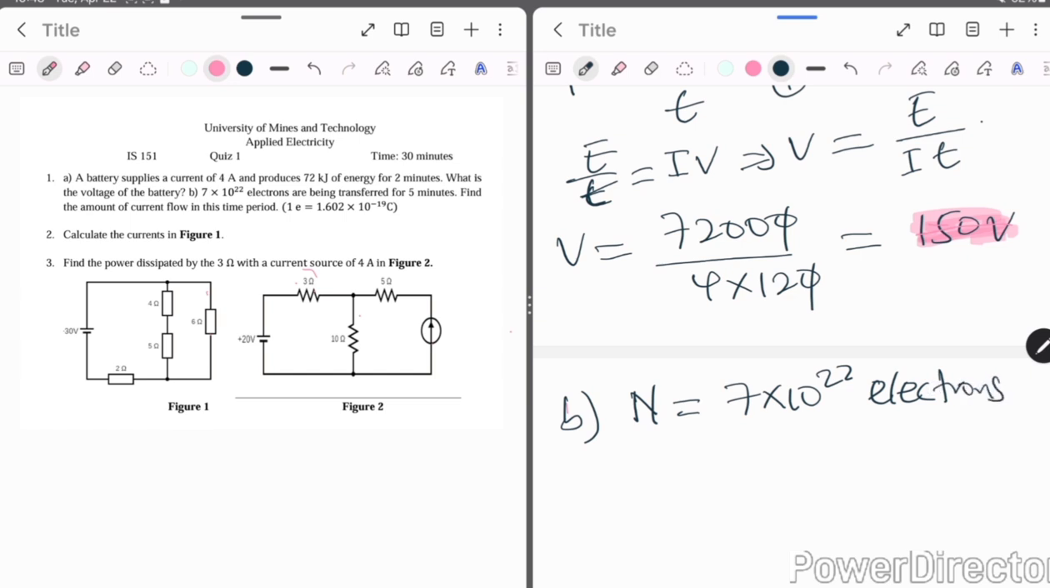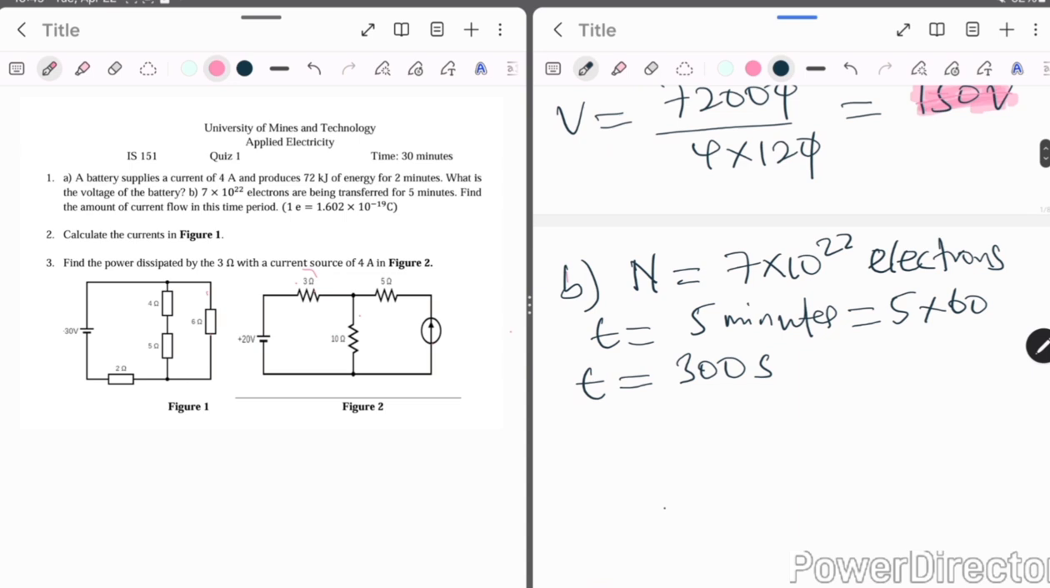and then we are also given time. So the time of transfer is 5 minutes. Again we change this to seconds, so that will be 5 times 60 seconds. So time here is going to be equal to 300 seconds. Okay, that's the time.